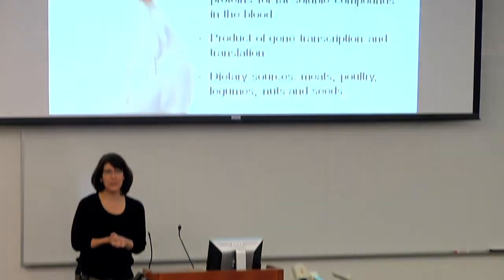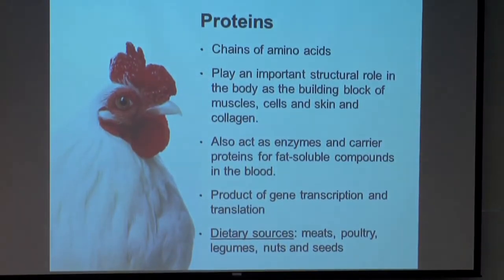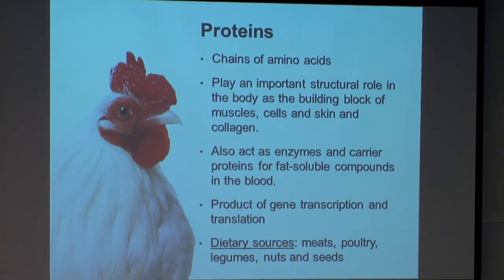All right, moving on to our next macronutrient, proteins. The same way that I talked about sugars being the individual unit for carbohydrates, amino acids are the individual units for proteins. Proteins are essentially chains of amino acids. They play very important structural roles in the body. They're a building block of muscles, of cells, of skin, of collagen. We have proteins that are enzymes. We have proteins that are carrier proteins for fat-soluble compounds in the blood. You name it, a protein is probably involved in a health process. So it's a very important category of nutrients.